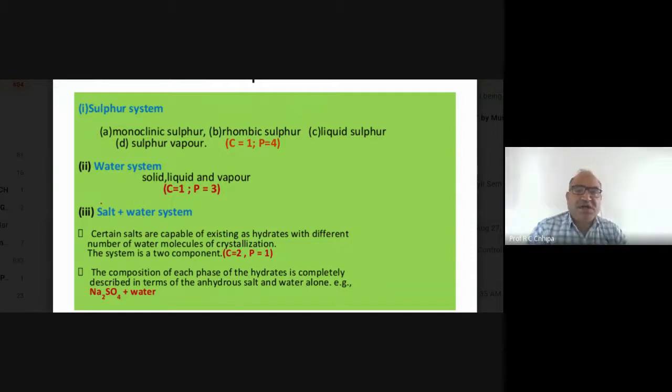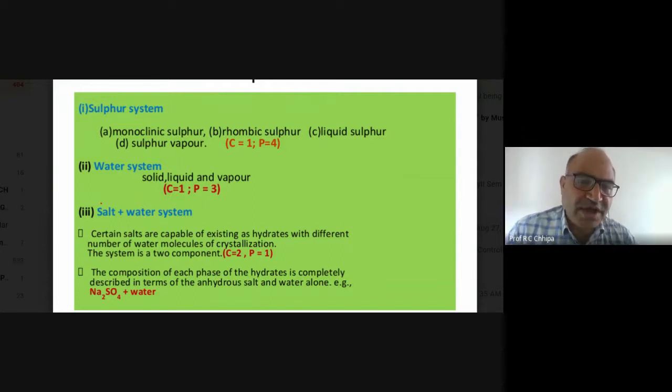Because here, if the four phases coexist, in that particular case P plus F is equal to C plus 2, relating the number of components and the phases. So it is not that there may be only one triple point; there will be two triple points. That is the complicated concern about the sulfur system.